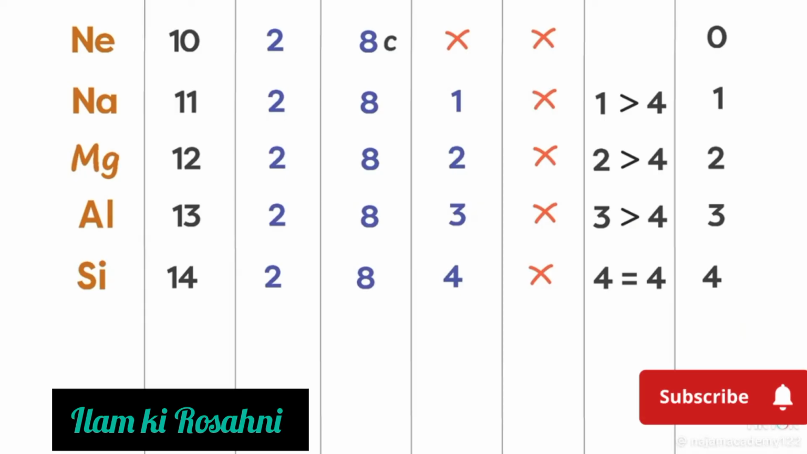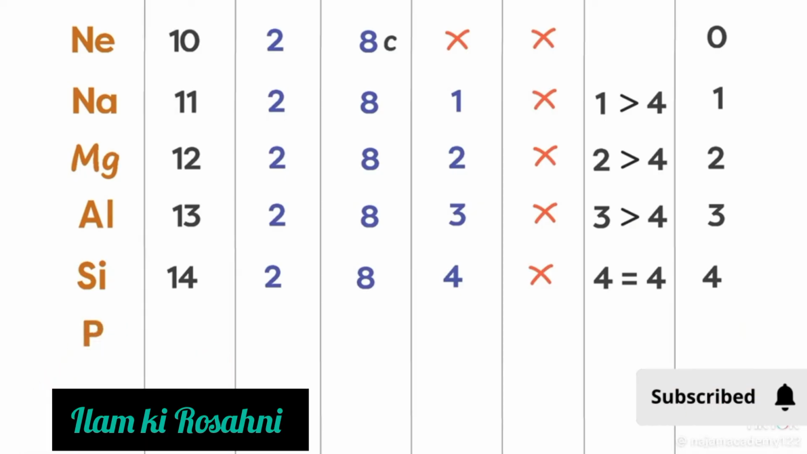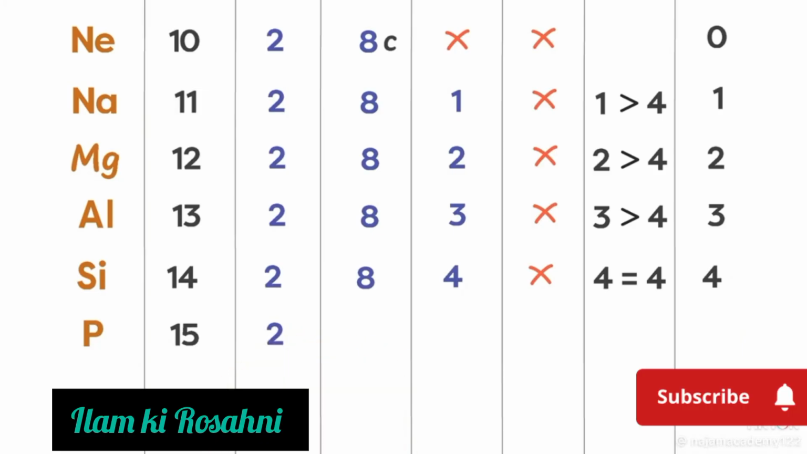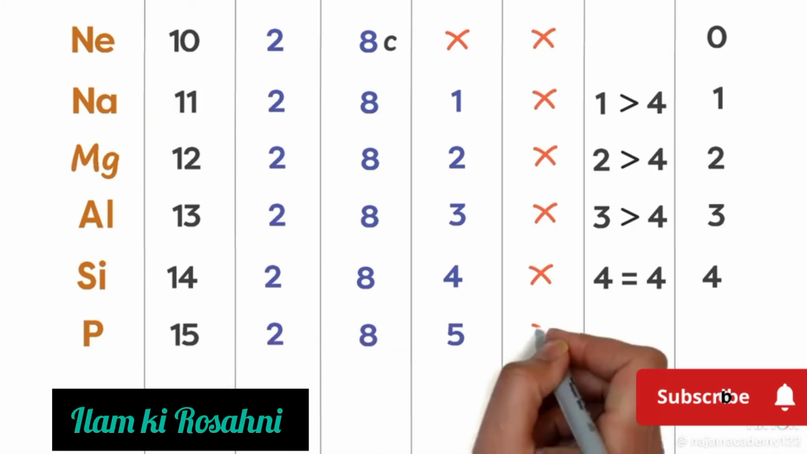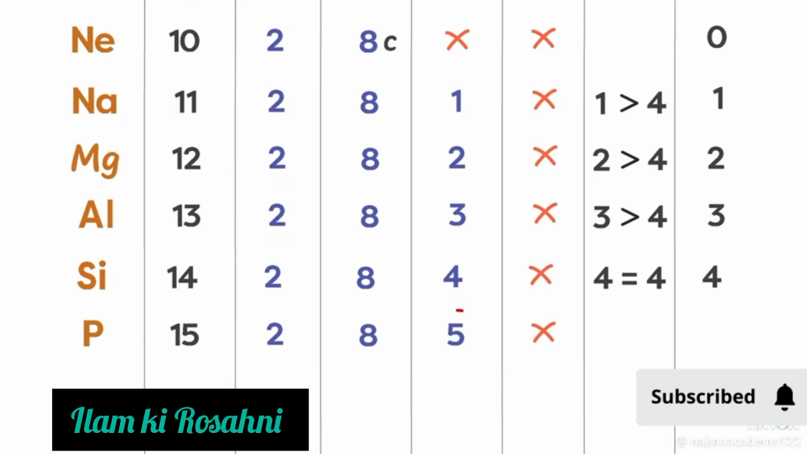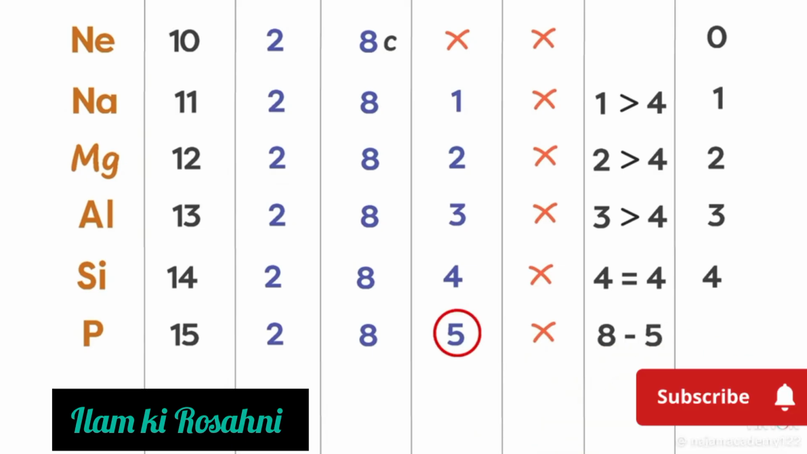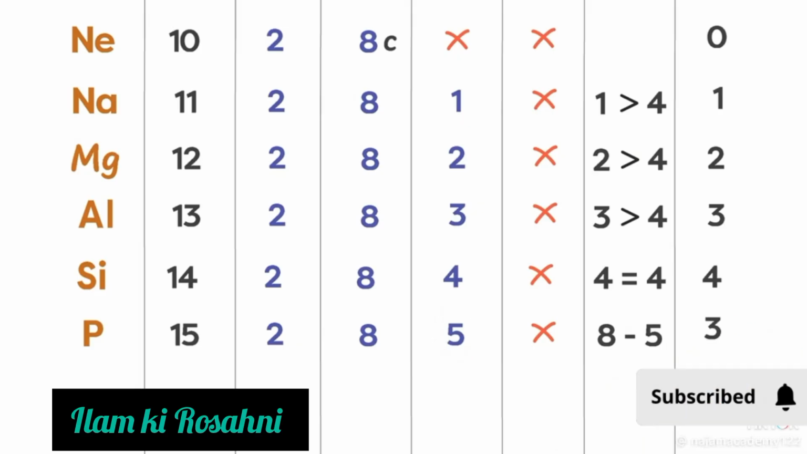The 15th element is phosphorus and its atomic number is 15. There are 2 electrons in K shell, 8 electrons in L shell and 5 electrons in M shell. 5 is greater than 4, so 8 minus 5 is equal to 3. Thus the valency of phosphorus is 3.